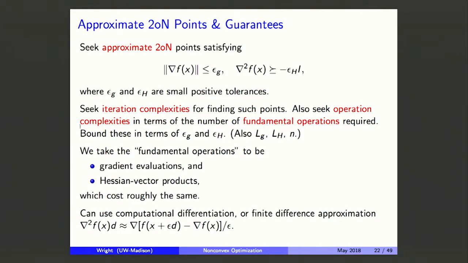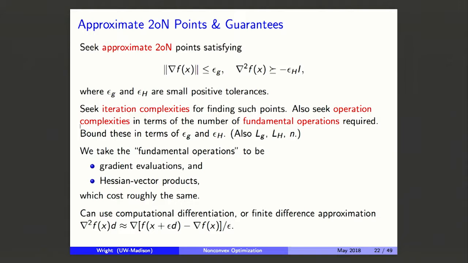So we're going to look for an approximate second order necessary point. This is one where the gradient falls below a certain threshold and where the Hessian has all its eigenvalues bigger than some minus epsilon, where these are both small positive tolerances. And I'm looking for complexities in terms of these epsilon values, for the number of iterations or the number of fundamental operations you need to find a point like that.